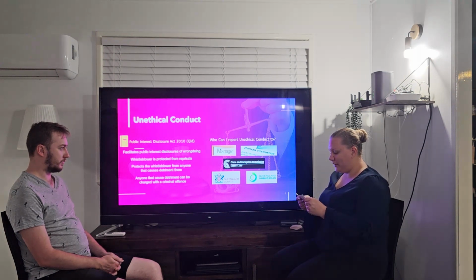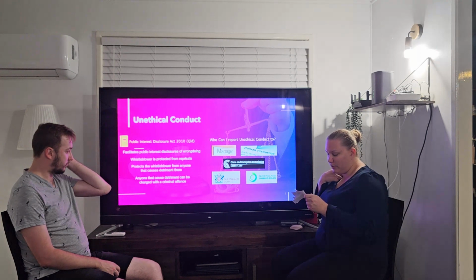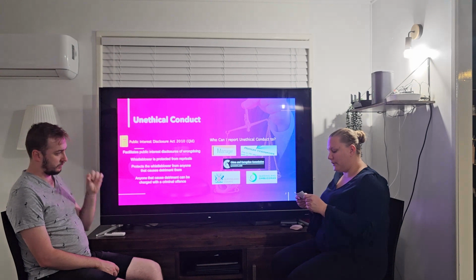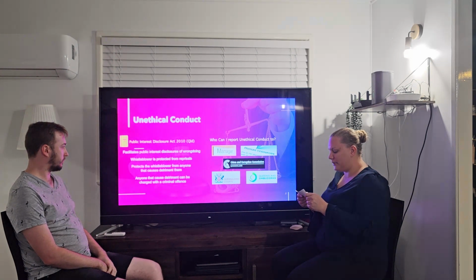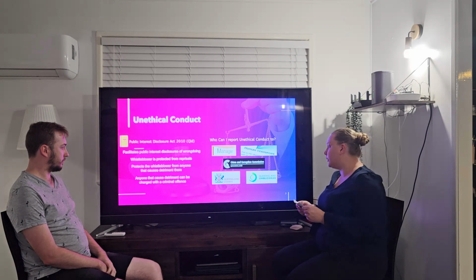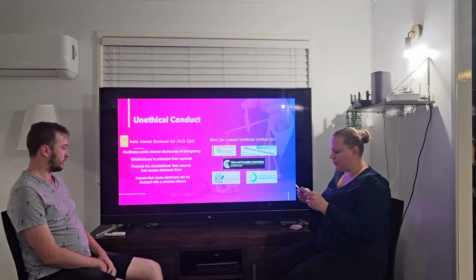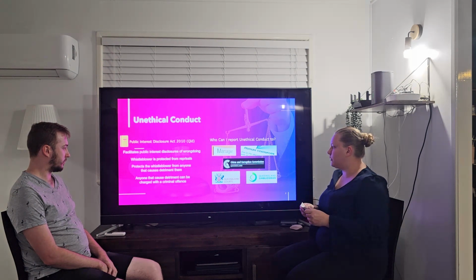As a line manager, it's encouraged that you would report your wrongdoing or misconduct internally in the workplace first. This means making a public interest disclosure and reporting to your relevant supervisor, manager, or human resources. In doing this, you're protected under the Public Interest Disclosure Act 2010 Queensland, which facilitates public interest disclosures of wrongdoing in the public sector and affords protection from reprisals to persons making the public interest disclosure.